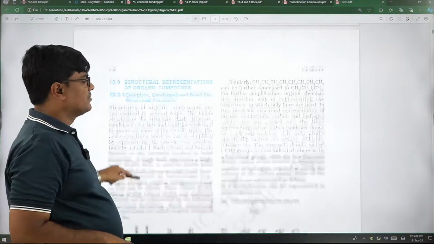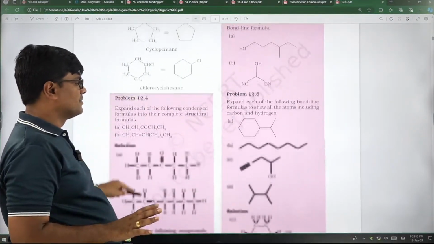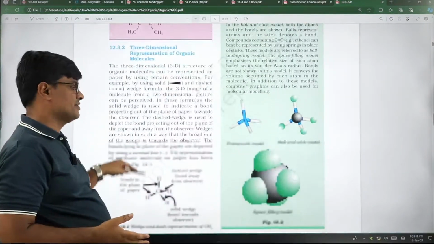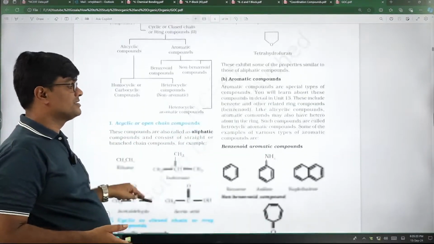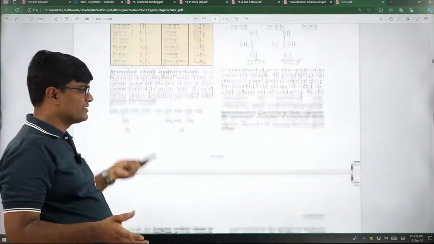So these NCERT examples are not sufficient, I can tell. It gives information which is precise, but it is just precise or concise information, and we need a little more comprehensive information to understand the basics of organic chemistry. So they give nomenclature, a few examples.